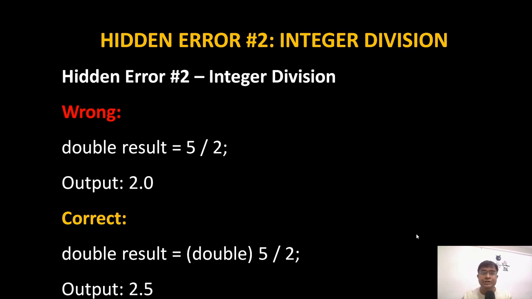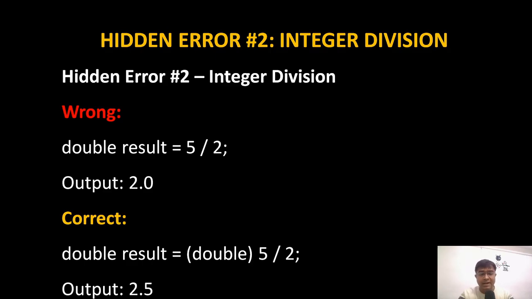The next concept, that is hidden error two, is integer division. This is one of the most common Java mistakes. Even though the result is double, Java performs the integer division first and then converts it into double. You can see that 5 divided by 2, the output comes out to be 2.0, and that is wrong. The correct way is to typecast it: double result equal to double of 5 divided by 2.